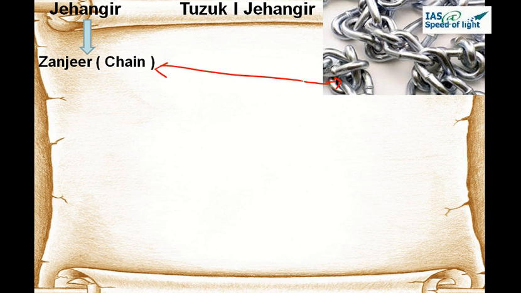So how difficult is it? Just visualize yourself writing a book, your own biography. You thought one day, okay, I'll write my own autobiography. So whatever achievements I have made in my life, you are writing it with the help of a chain. So Tuzuk Jahangiri. It's an autobiography of Jahangir Zanjeer.